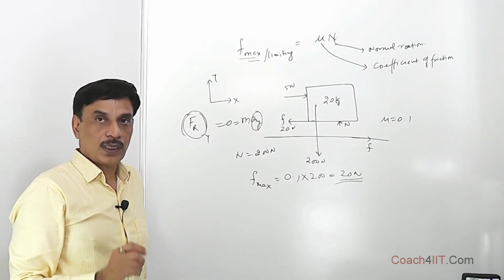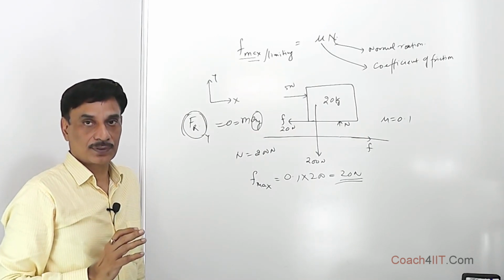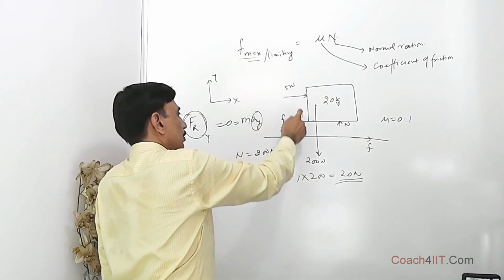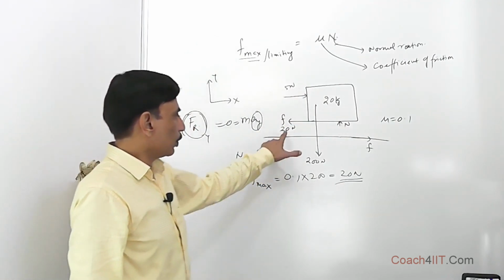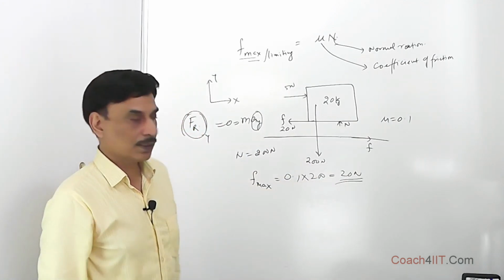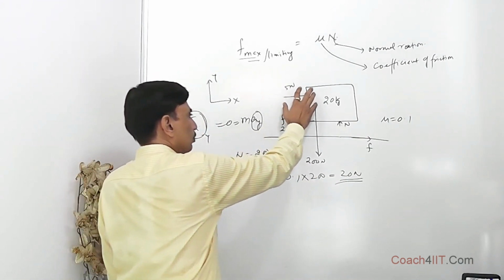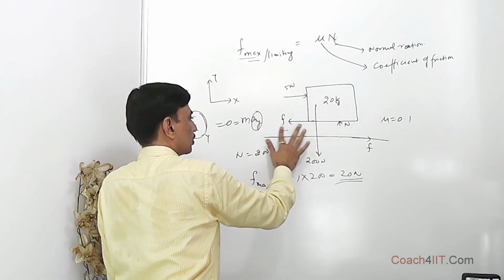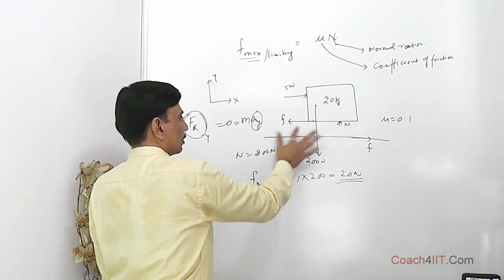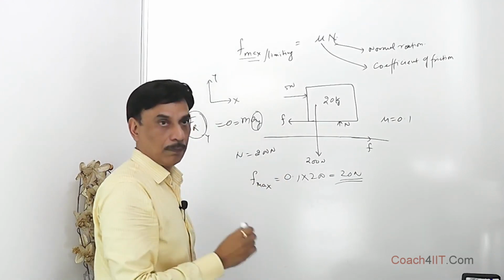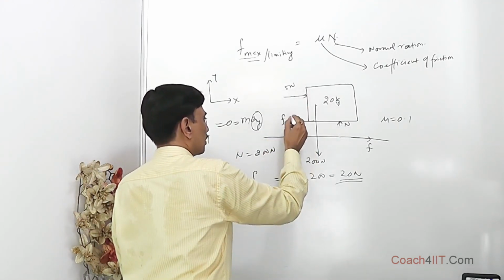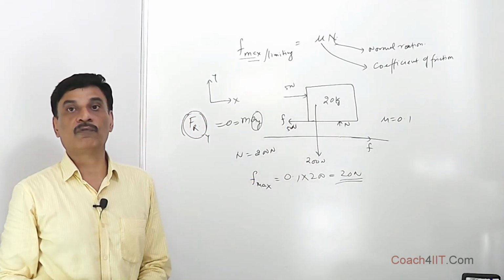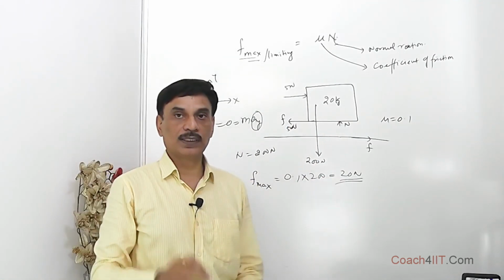Frictional force is a very humble force. It says, I'll self-adjust if your value is lower than me. 20 Newton is the maximum value of friction force. The force which is trying to move it this way is lesser than the maximum value of friction force. So friction force says, I won't be 20 Newton. I'm humble enough, but I won't let you move. So this is going to be 5 Newton only.